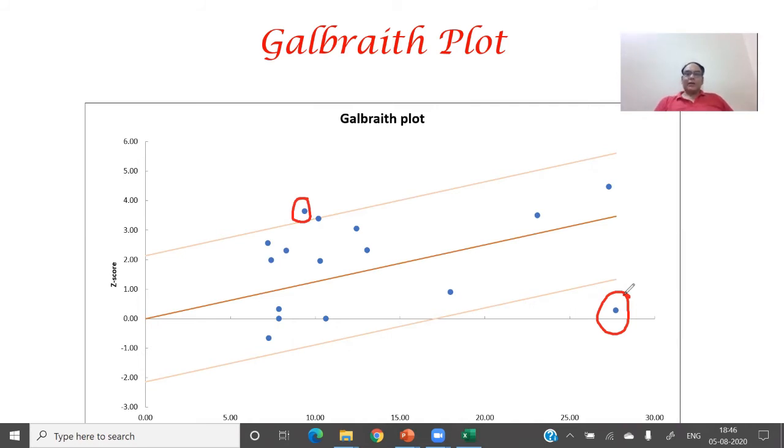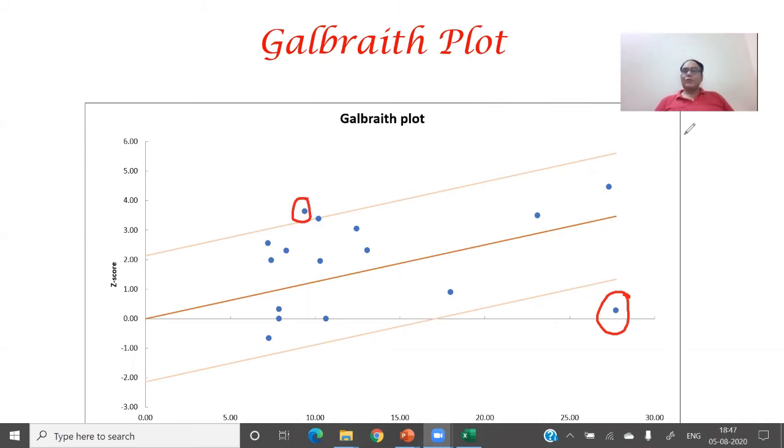right? So you can identify whether most of my studies are lying within the range, or there are some studies which are lying outside the range. You can see this picture and find out how many studies are lying outside the range and how many studies are lying inside the range. So this is simply a plot known as the Galbraith plot.